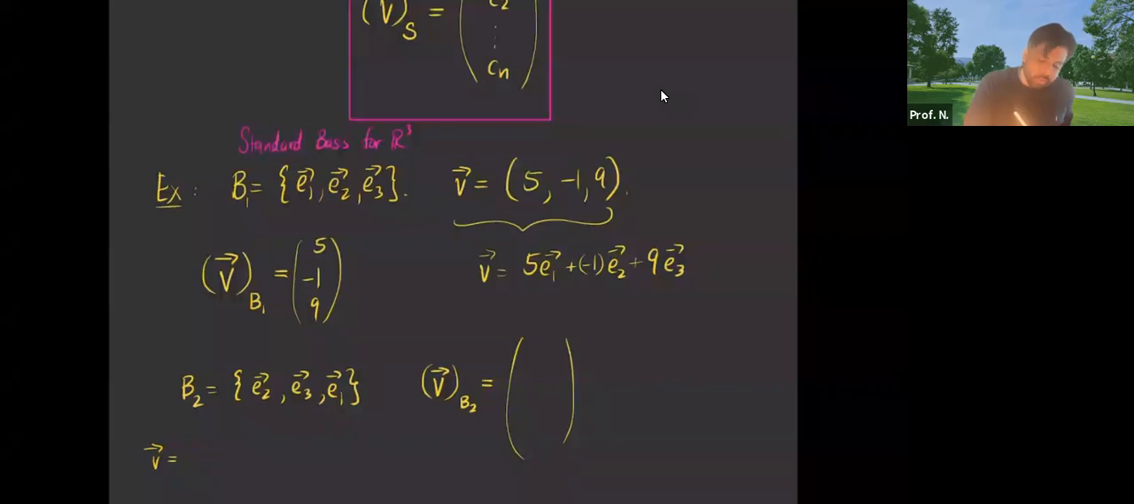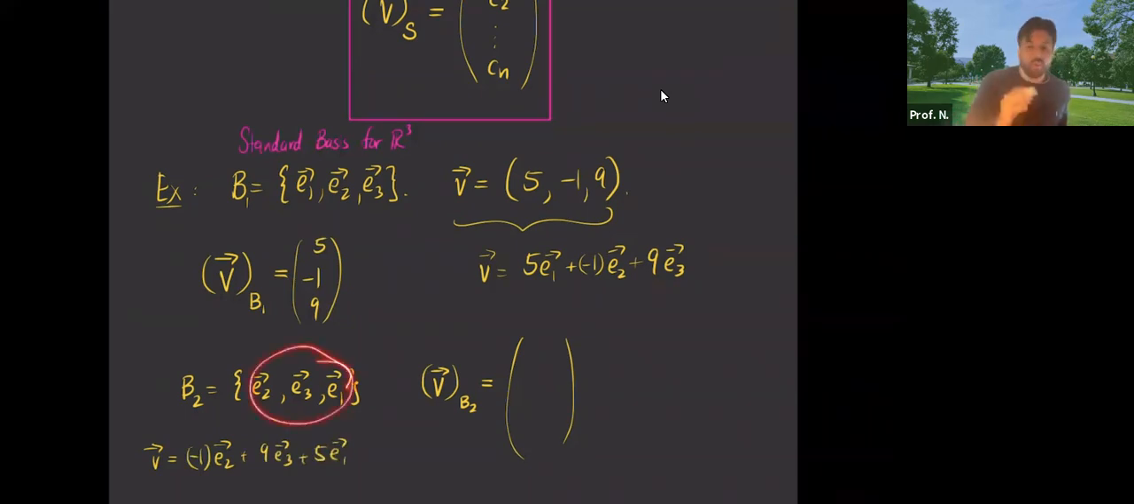This would be -1 E2. This would be 9 E3. And this would be 5 E1, correct? But because we're now utilizing this idea of order, we're ordering our basis. We're saying E2 is first. So then my new coordinate is relative to the first vector, which is -1. That's the scalar to -1 now. This will be 9, this will be 5.